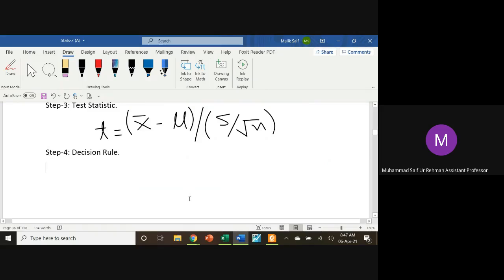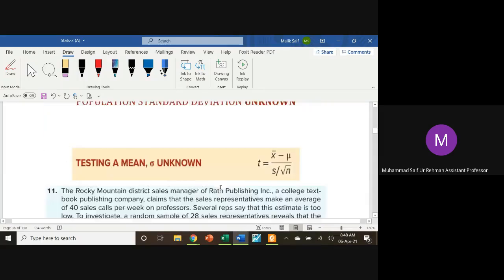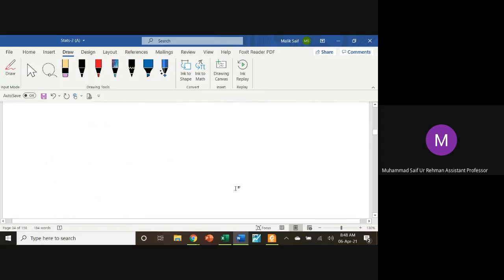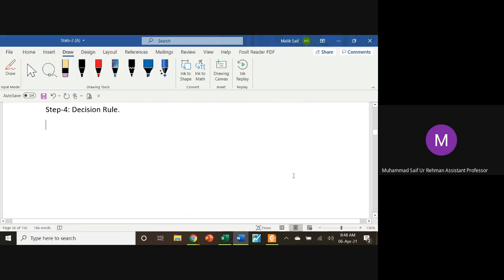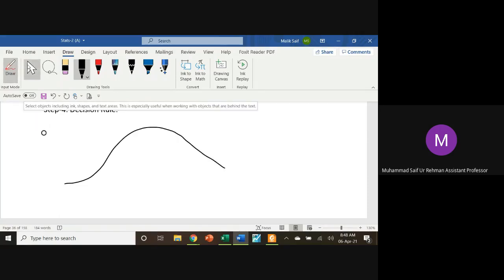So in decision rule, you will draw the distribution. So definitely this is the normal distribution. So you will draw the normal distribution, and then you will see that beyond which point you would reject the null hypothesis and where you would remain unable to reject the null hypothesis. So first of all, you will draw the distribution. So you may draw the distribution in this way.